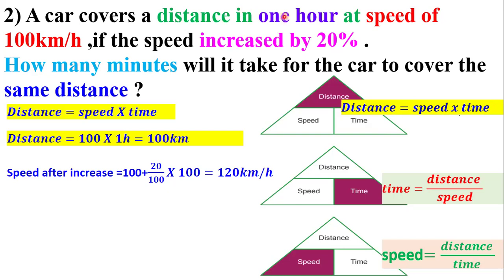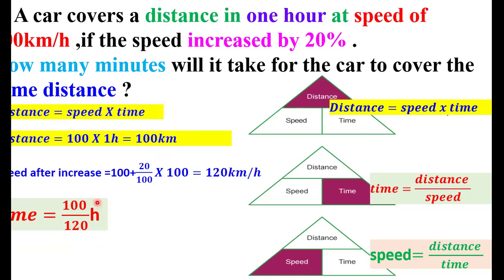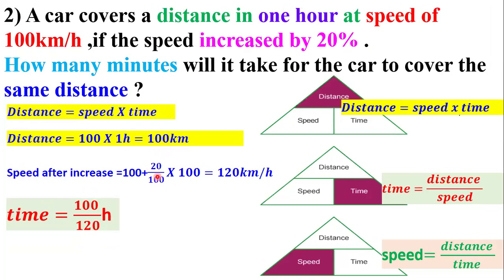Now we know the final speed, and we know that the distance will be the same. The distance covered in 1 hour at a speed of 100 km per hour is 100 km. Since the distance is the same, we can calculate the time, which is distance over speed: 100 km over 120 kilometers per hour.